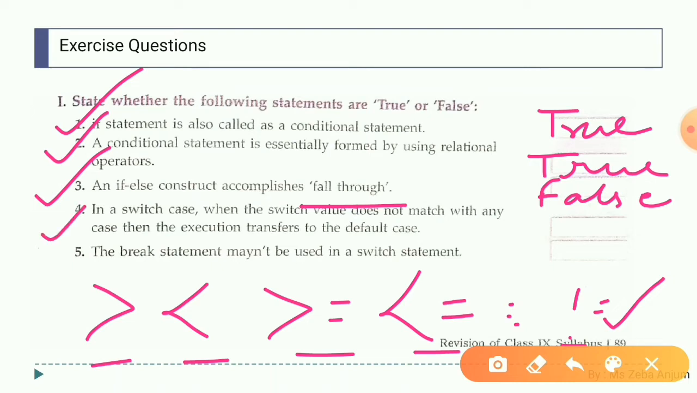See the fourth one: in a switch case, when the switch value does not match with any other case, then the execution transfers to the default case. This statement is clearly true. The last one: the break statement may not be used in a switch statement. Yes, if you are not going to use a break statement, then this fall through will occur. So you have to include the break statement in a switch statement. So this answer is basically false.